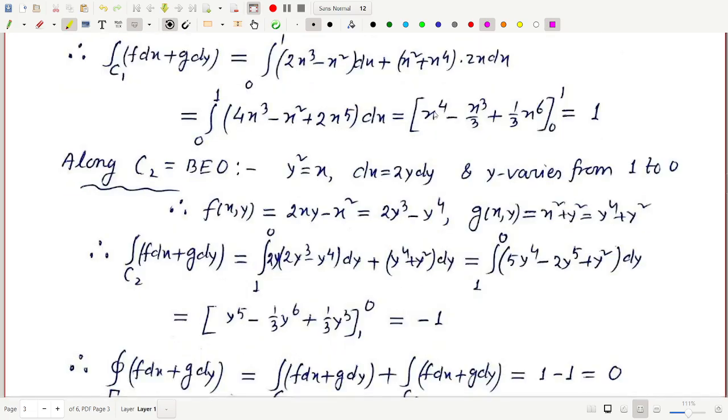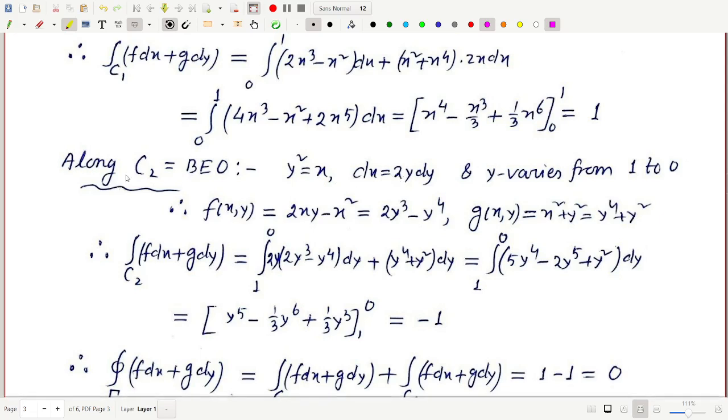So it is x to the power 4 by 4, 4 gets cancelled, then x cube by 3 plus 2x to the power 6 by 6, means 2 is there, so 1 by 3. So with the 0 to 1 limit, if we put x equal to 1, it will be 1 minus 1 by 3 plus 1 by 3, means just 1, and when 0, all 0. So the line integral along C1 we have got 1.